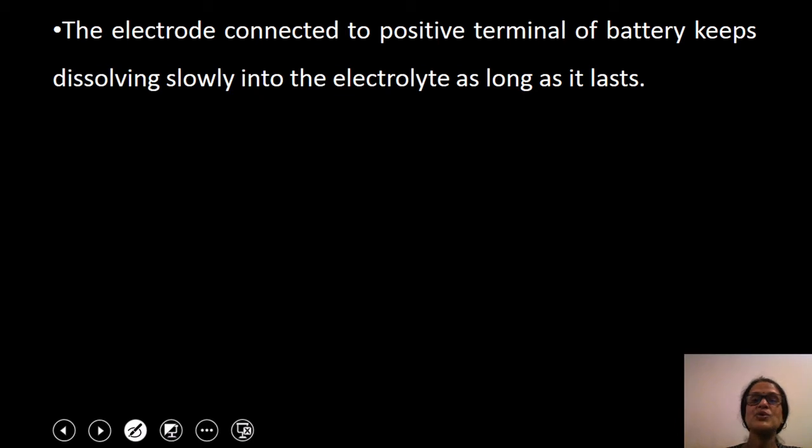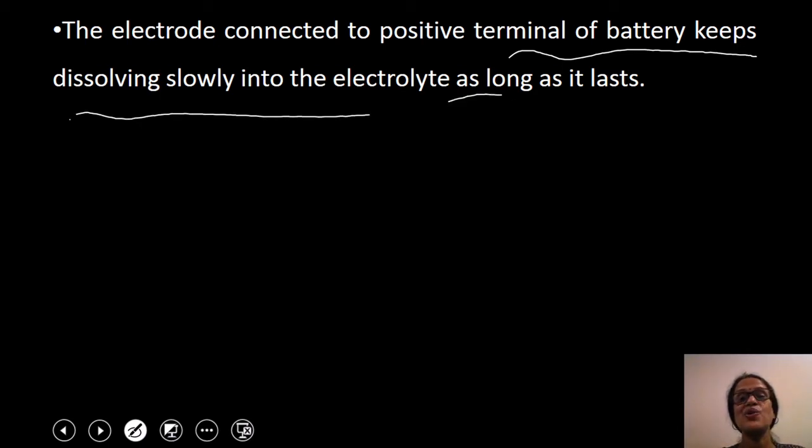And the electrode which is connected to positive terminal of the battery keeps dissolving slowly into the electrolyte as long as it lasts. So children, what will happen? At the end of the process of electroplating, you will see that the anode, which was connected to the positive terminal of the battery, will become thinner and thinner as the process completes. I hope all these points are clear to you.